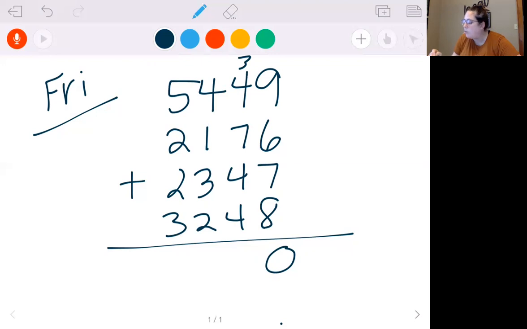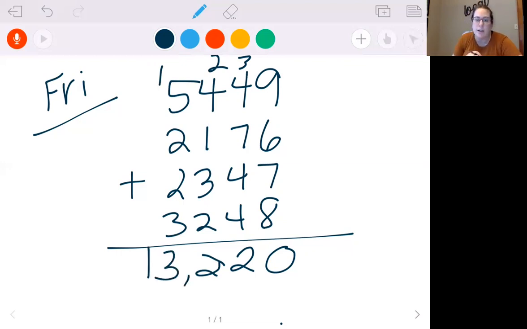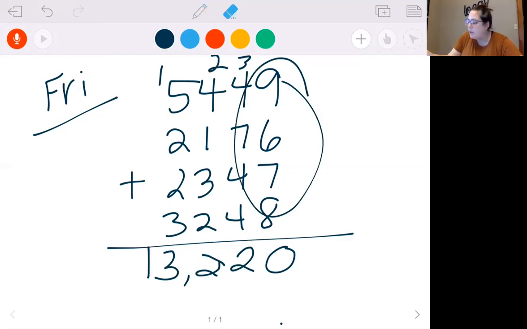Then I have 4 plus 4 is 8, plus 4 is 12, counting up to 22. So I'm going to put my 2, carry my 2. Then counting up to 12. Put my 2, carry my 1. Then counting up to 13. So I get 13,220 for this one. Make sure that you double check that you're adding correctly, especially when you have these numbers, which are higher up numbers. Okay, so let's erase this one.